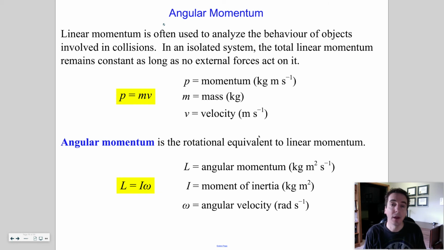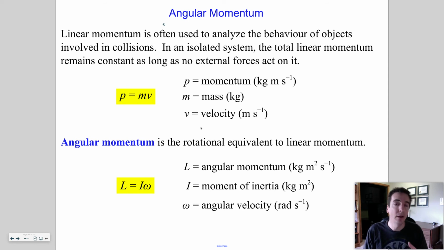Now, angular momentum, moving into sort of Physics 30 stuff. So remember, linear momentum is used to analyze the behavior of objects involved in collisions. As long as no external forces act on a system, the total momentum of all the objects in the system before the collision and after the collision remains the same. So good old p equals mv, momentum, mass times velocity.